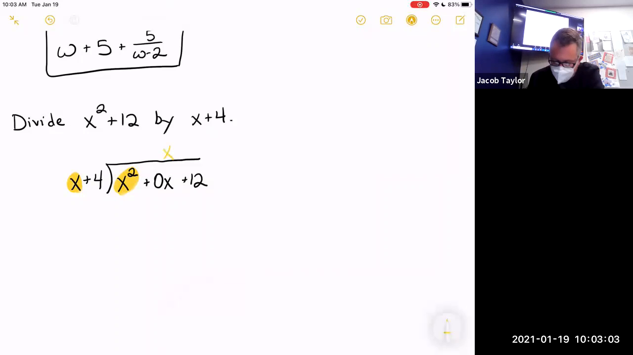X, which I stack on top of the x's. And then we multiply x by x plus 4. Hold on, multiply by the 4 also. That gives x squared plus 4x. Remember, the only time we care about the 4 is when we're multiplying.